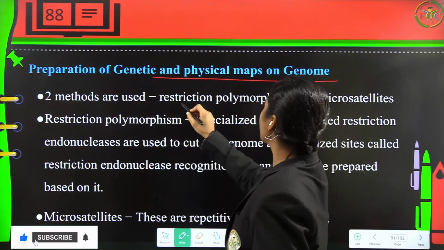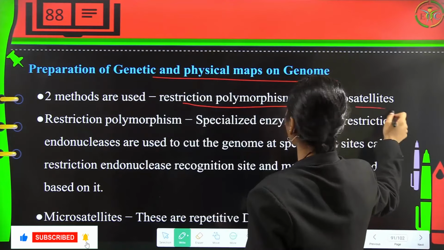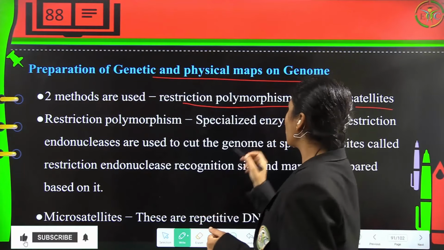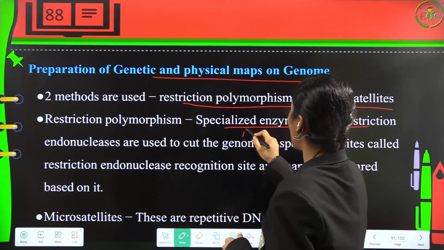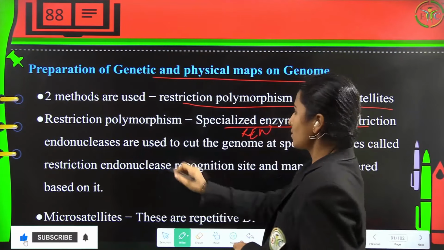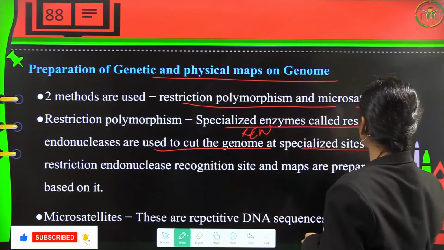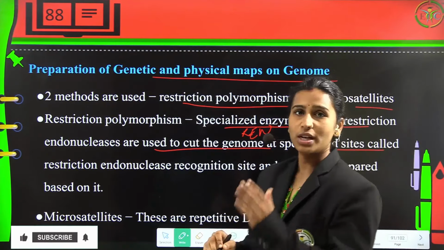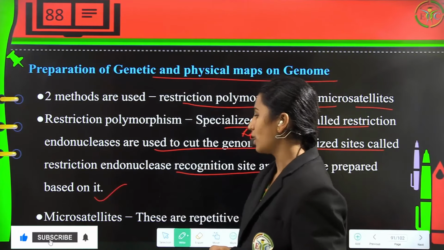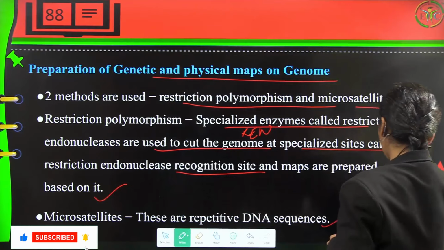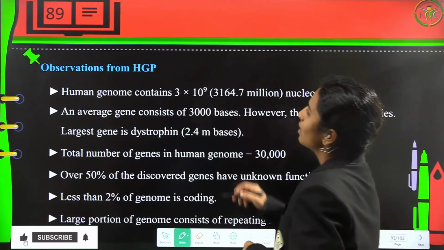Now preparation of genetic and physical maps of genomes. Two methods are used, which are restriction polymorphism and microsatellites. Restriction polymorphism uses specialized enzymes called restriction endonucleases, the RENs, which are used to cut the genome at specialized sites called restriction endonuclease recognition sites, and maps are prepared based on it. And microsatellites are repetitive DNA sequences.